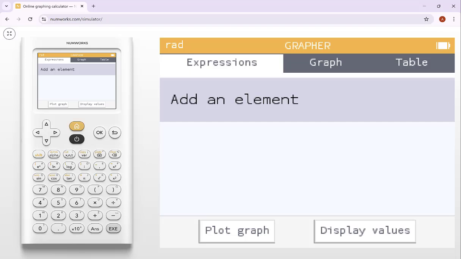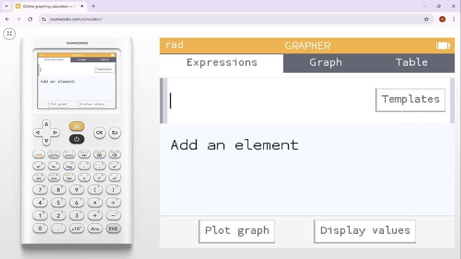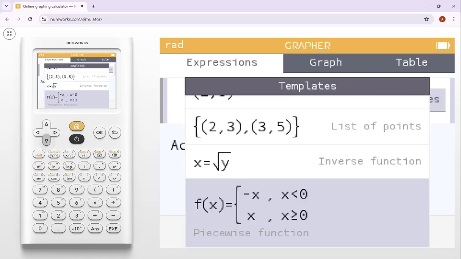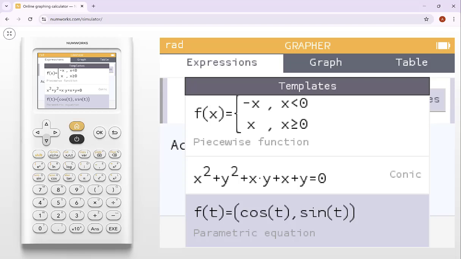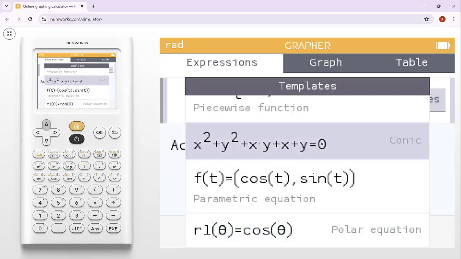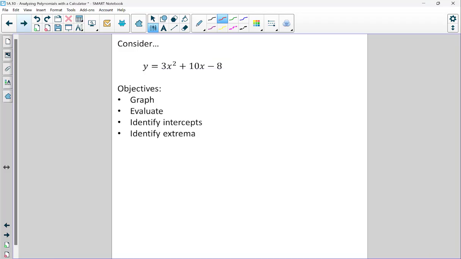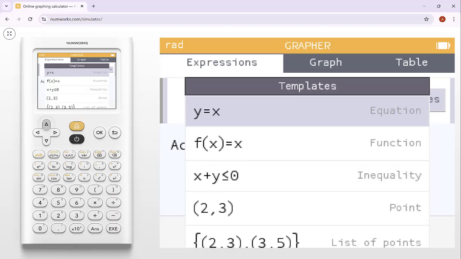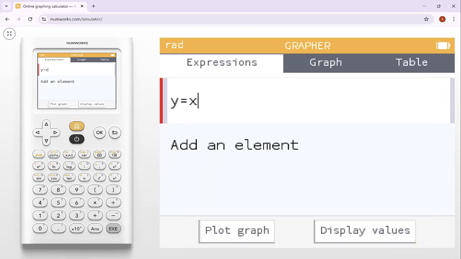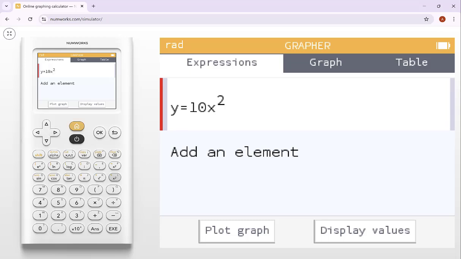I have add an element as an option, so I'm going to select enter to add an element. If I go over here to templates, it gives me options of some basic types of functions I might want to add. We're going to use a lot of these throughout the year. But right now, again, I just wanted to graph y equals 3x squared plus 10x minus 8. So I'm going to go all the way back up here. Y equals x is essentially what I want to do. It was 10x squared. To get the square, I'm going to hit this button on the right. 10x squared.